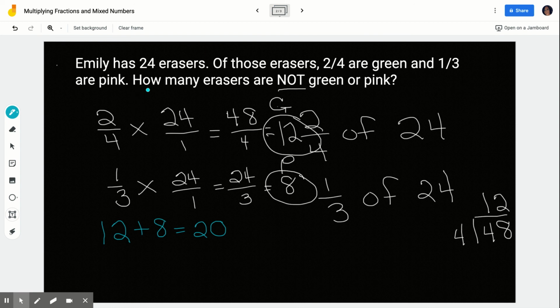But the question says, how many erasers are not green or pink? So that means I need to find the difference of what Emily has. Emily has 24 erasers, and 20 of them are green or pink. So the difference between the two is how many are not green or pink. So 24 take away 20 will give us that difference. So 4 are not green or pink.